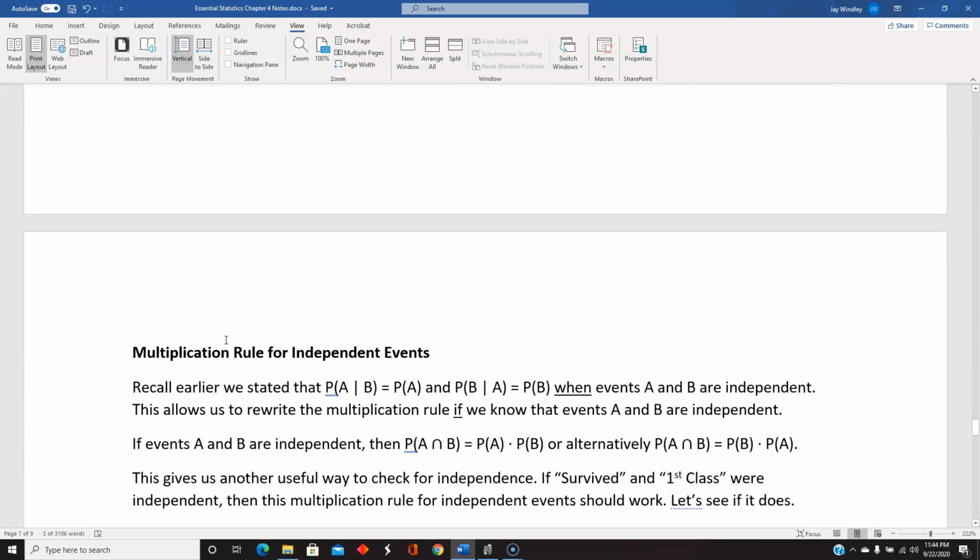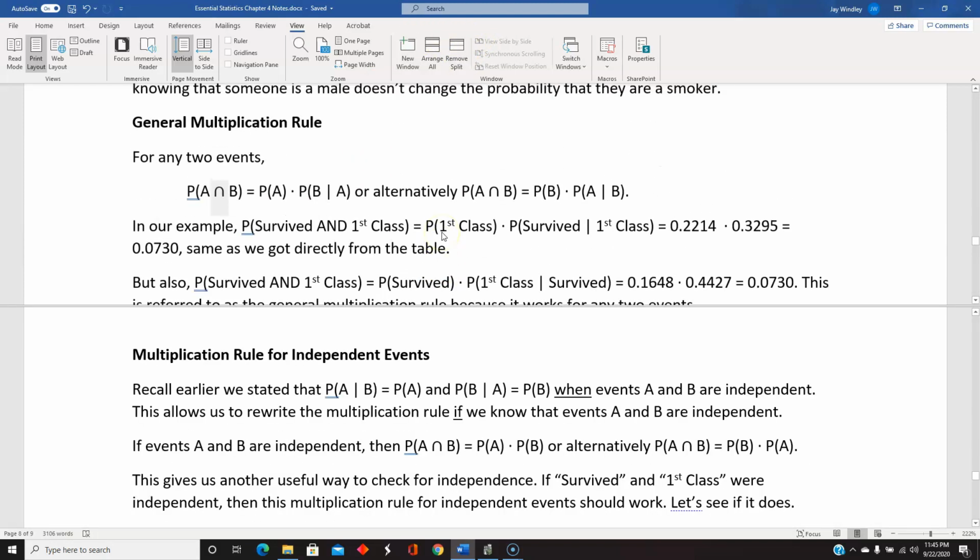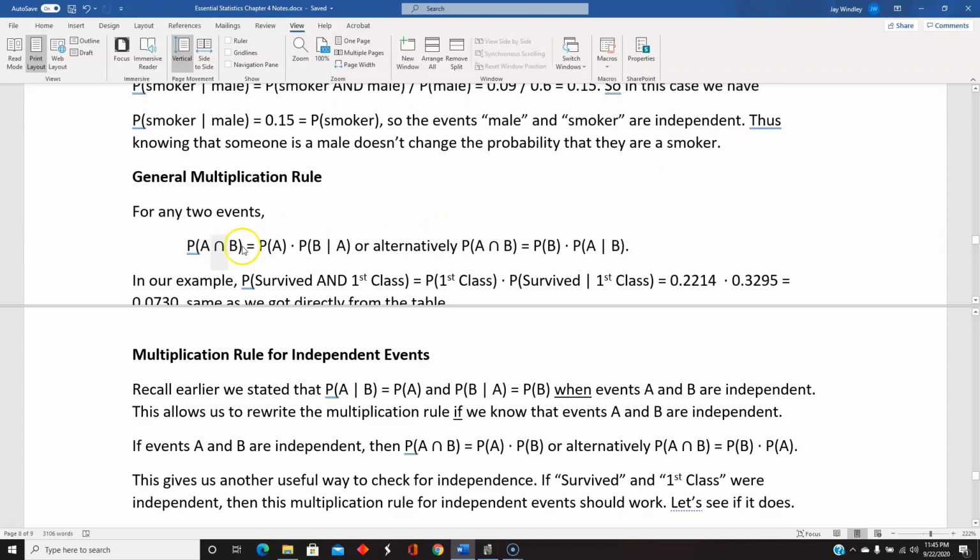Now, to marry together two of the formulas that we've had, earlier we said that A and B are independent if the probability of A given B is just the probability of A. So if I bring down this general multiplication formula we just had, if A and B are independent, then the probability of B given A is just the probability of B.